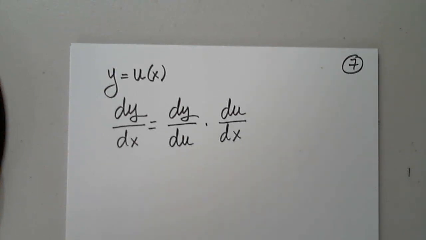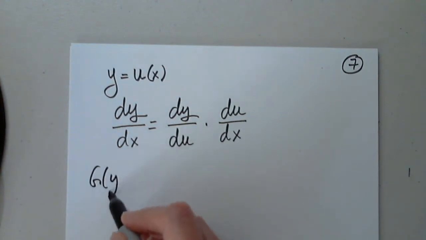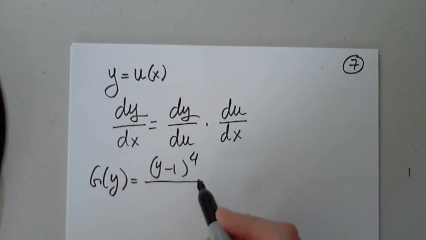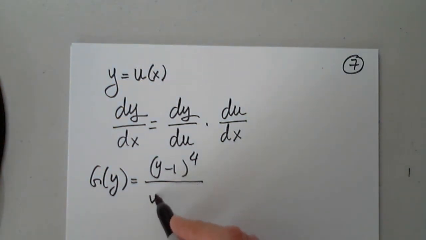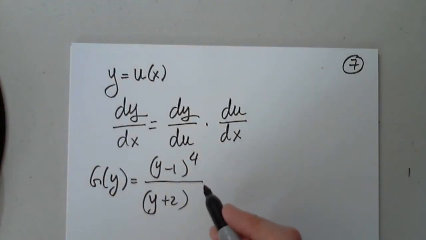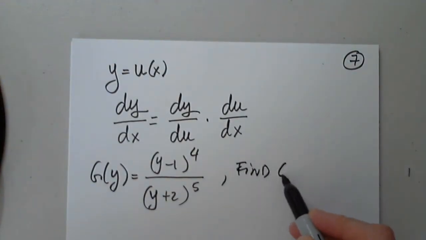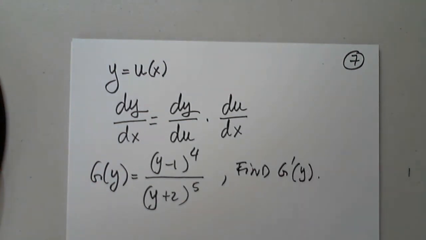There is one that is a very important one, something like g of y equals y minus 1 to the fourth over y squared, let's say y plus 2 to the fifth. So we're asked to find g prime of y.